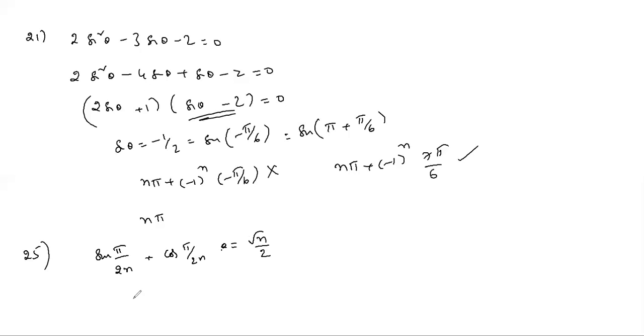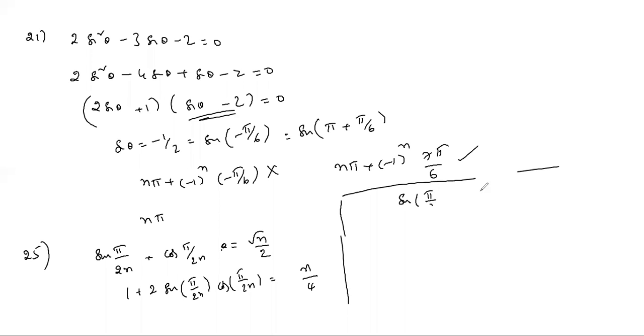Let's find out. Sin square theta plus cos square theta is 1, plus 2 into sin theta cos theta equals n by 4. 2 sin theta cos theta is sin 2 theta. So sin of 2 pi by 2n, that is sin pi by n, equals, if you take 1 to this side, n by 4 minus 1, that is n minus 4 by 4.